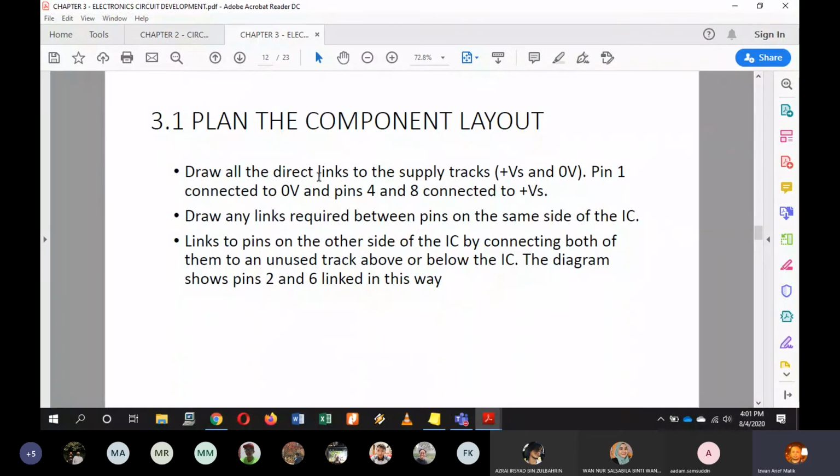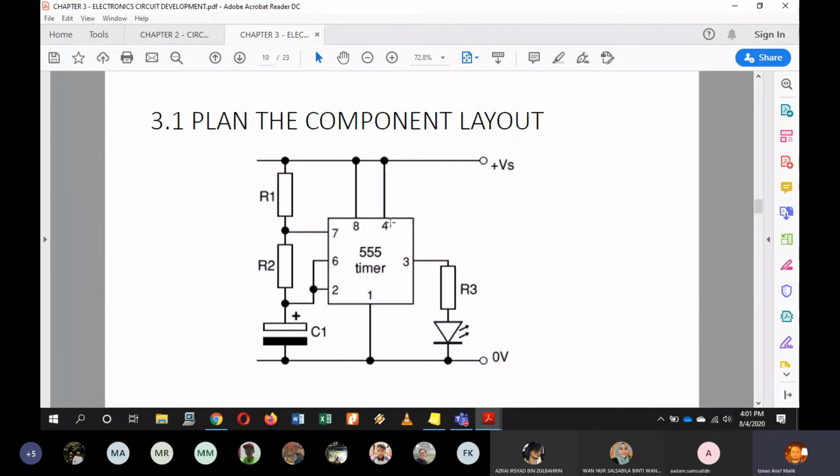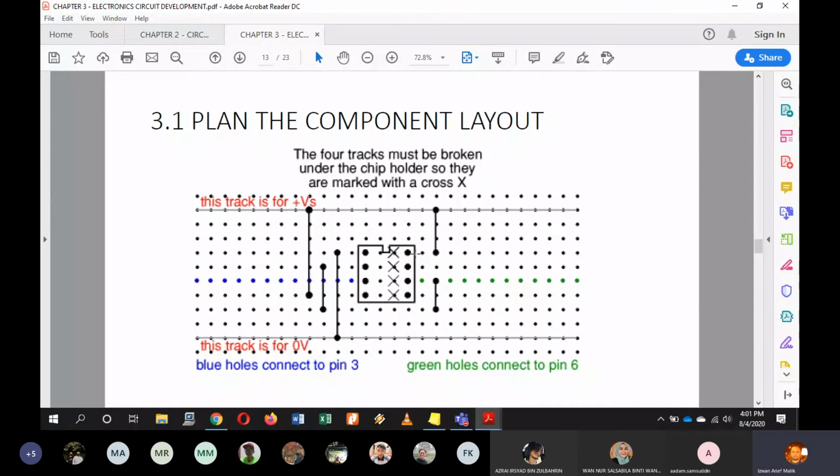Draw all the direct links to the supply tracks, plus V and 0 volt. Pin 1 connected to 0 volt and pins 4 and 8 connected to VS. So kita tengok betul tak? 4 and 8 connected to VS. 1 is connected to 0. Which is this is 8. 1, 2, 3, 4, 5, 6, 7, 8. So 4 connected to VS. 8 is connected to VS. 1 is connected to 0. Okay, so just directly connect them.